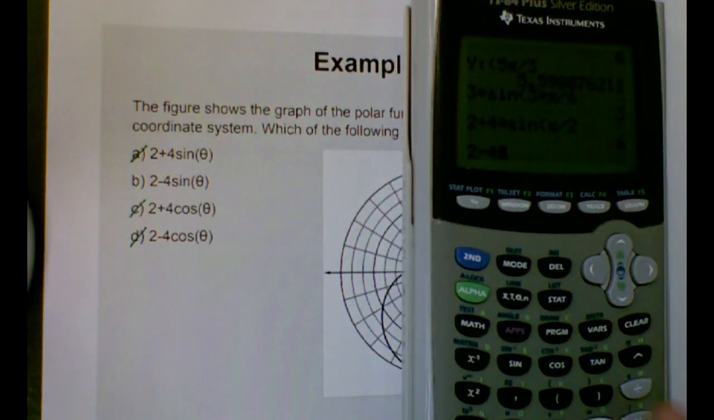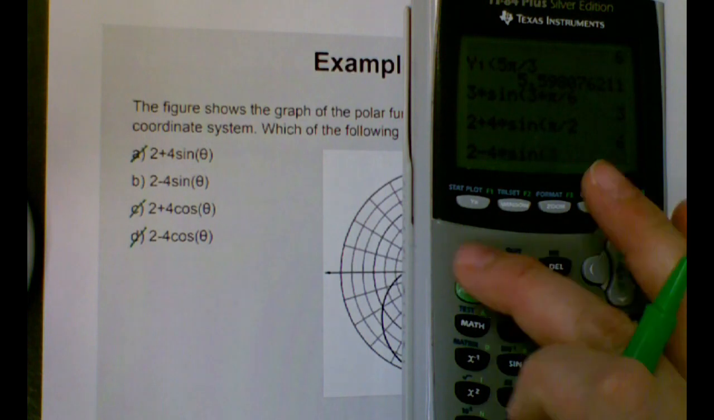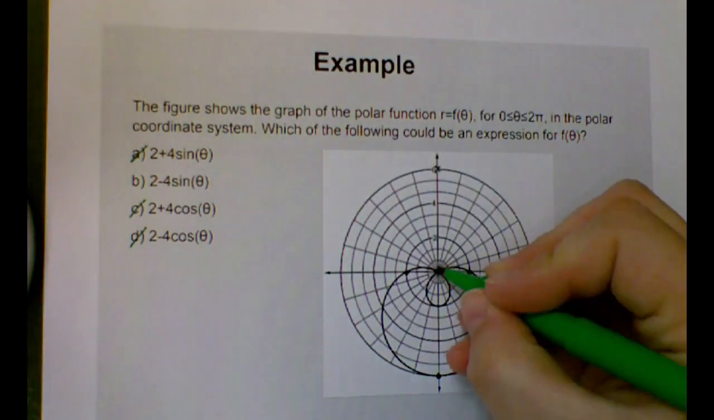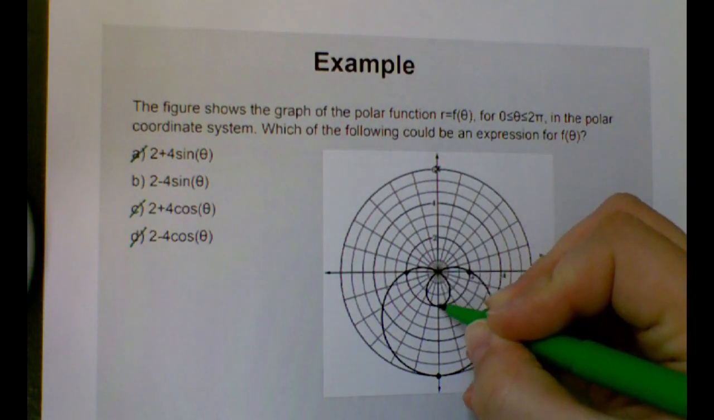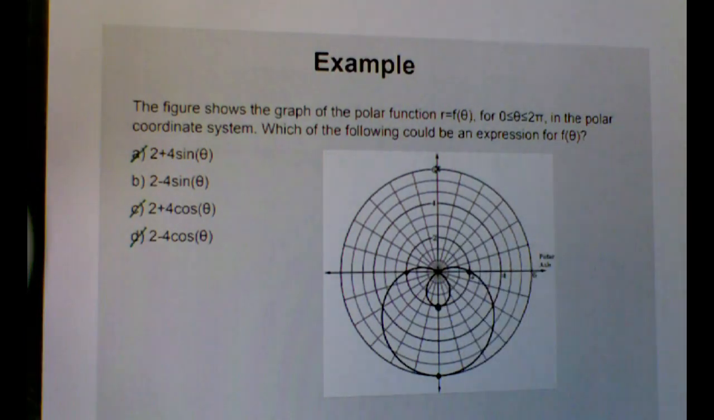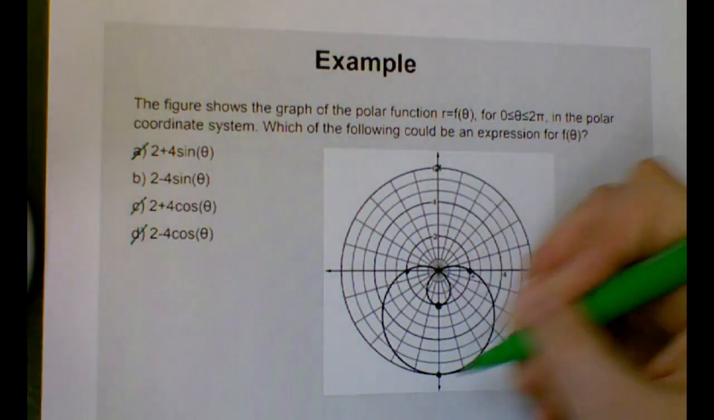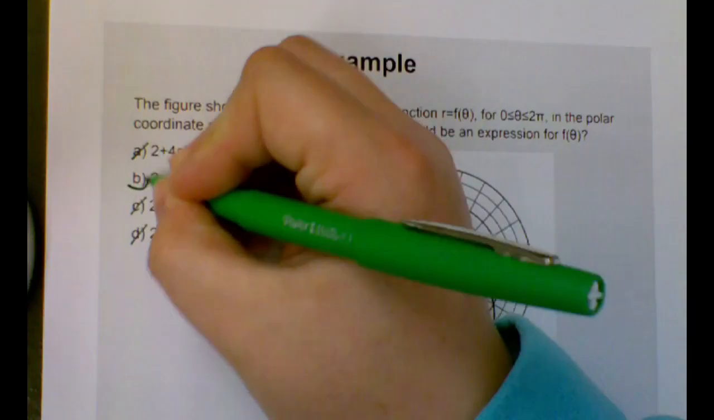2 minus 4 times the sine of pi over 2. That gave me negative 2. Well, pi over 2, negative 2. Oh, that is my point. It is actually going to work since it was negative. If I plug in 3 pi over 2, I'll get that 6. So my answer is B.